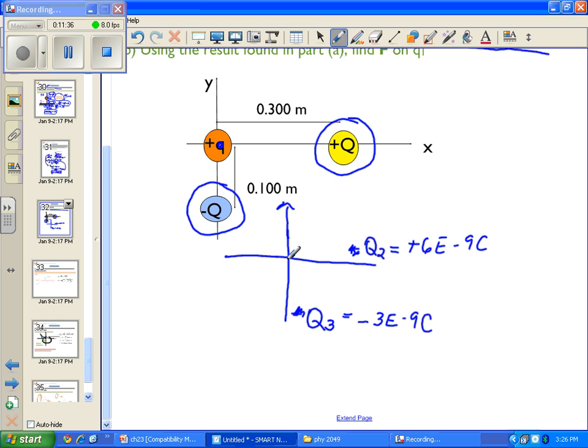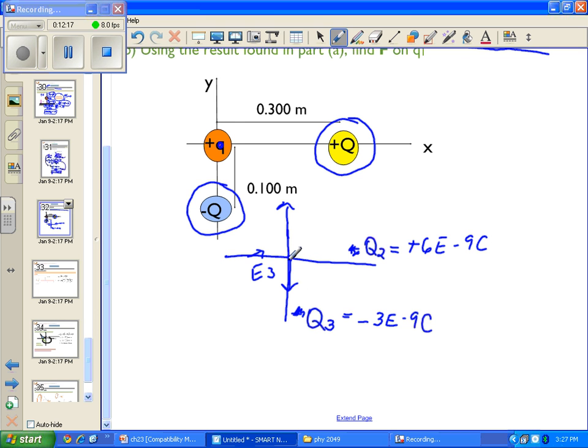Well, the first thing we want to do is to get the direction. And the way that we get the direction of the electric field due to a source charge is that we imagine that we could put a little proton at the origin. And we ask ourselves, in what direction does that proton feel a force due to Q3? Well, protons are positive charges, Q3 is a negative charge, therefore it will feel a force towards Q3. That is the direction of the electric field at the origin due to Q3 as a source charge.